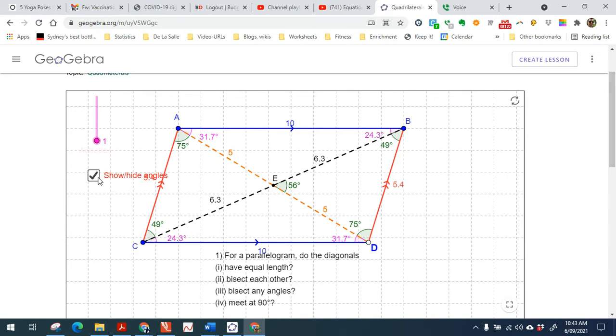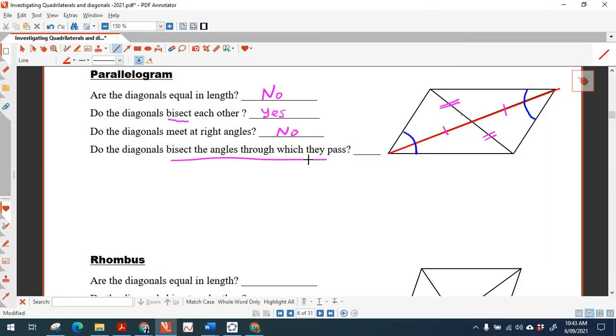If I show the angles on the diagram, you can see that these angles are not equal. So the black diagonal does not cut the angle in half because you've got 49 degrees and 24.3. They're not the same value. And similarly over here, these angles are also different. So no, it doesn't cut the angles in half in the corners. All right, so the answer to that one is no. All right, so we're going to put a no there. So we only got one yes. The diagonals bisect each other for a parallelogram.